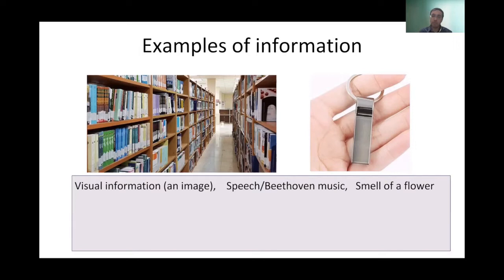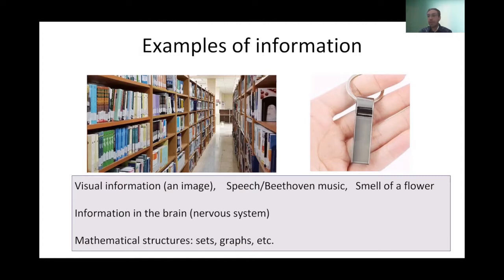Information exists in biological systems. For instance, the brain is an information processing object, right? We can also think of information in the context of mathematical structures like sets. If I give you a bunch of numbers, I'm giving you some information. Or in terms of graphs, if I give you a graph, I'm giving you some information.